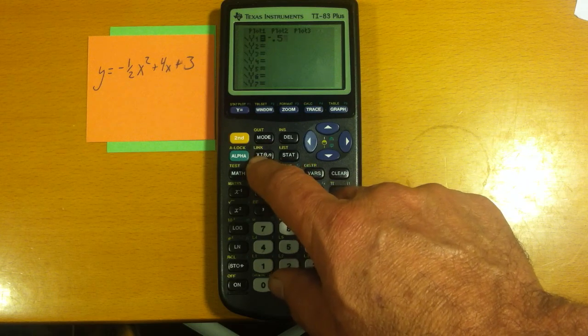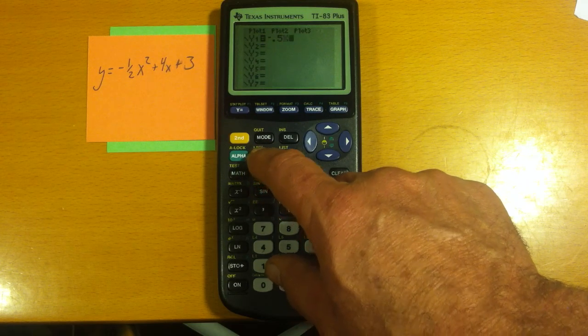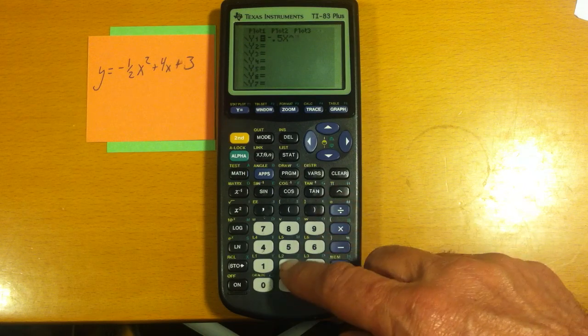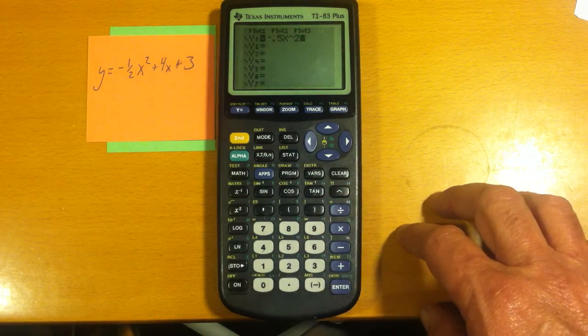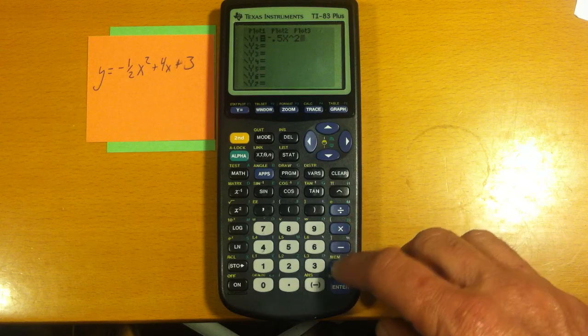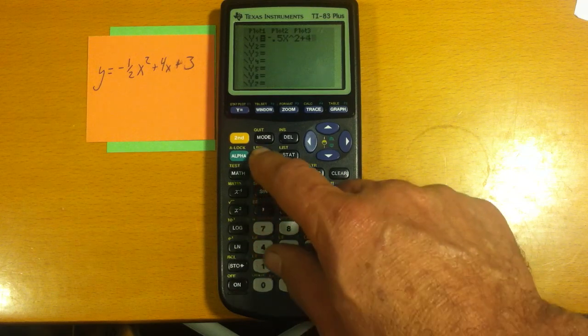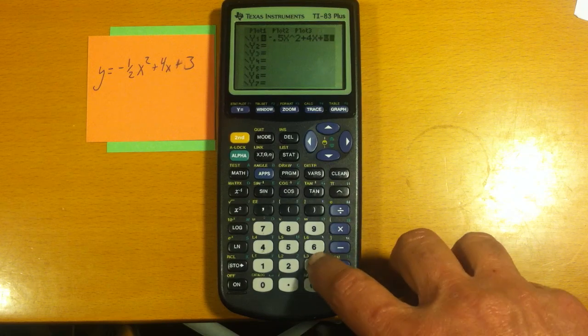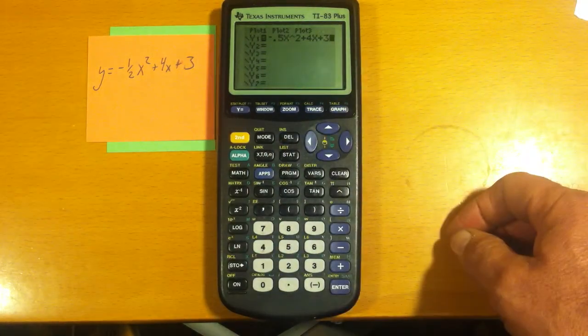There's my x button right there. It's the X,T,theta,n button. And then I'm going to raise it to a power. I'm going to use this caret button here, raise it to the power of 2. Then I'm going to plus 4x, and then I'm going to go plus 3. And then I'm good. I'm just going to graph it.